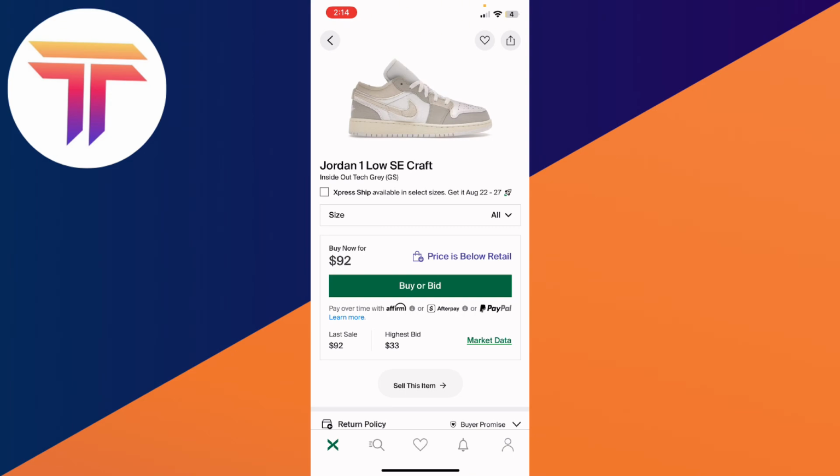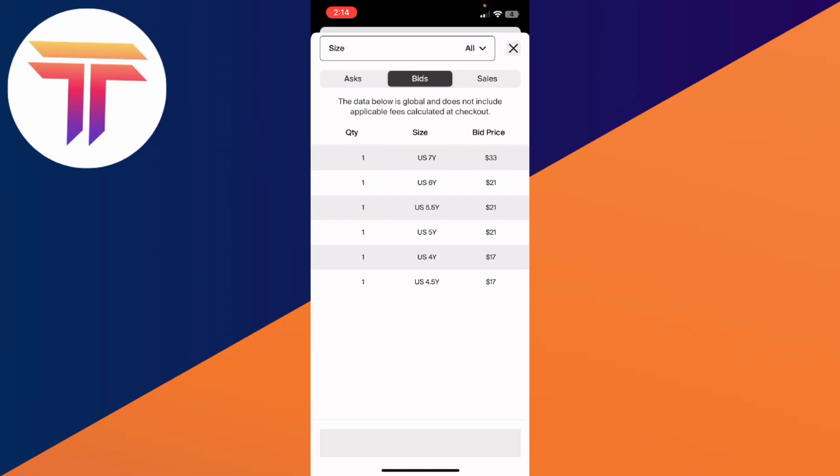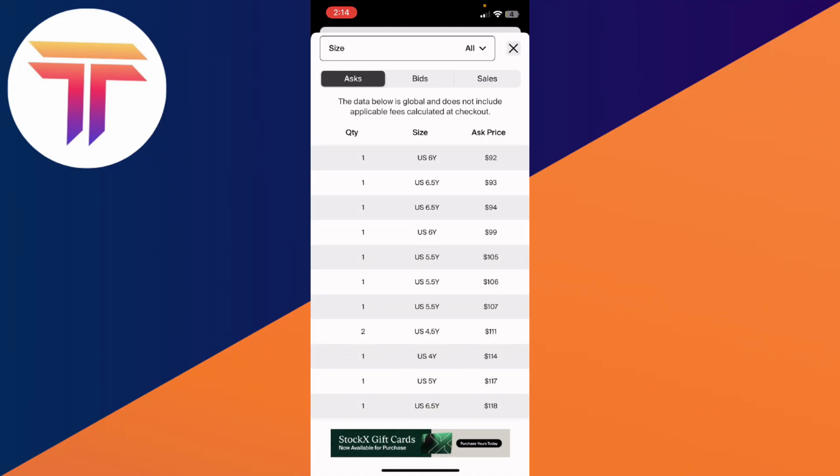So what you really want to see is you want to go to the market data, and this is how you would be able to see how people are placing the bid for different sizes of your choice. And you can also click on the ask to see how much they are asking for. But this is how you will be able to see the price and then the bid.